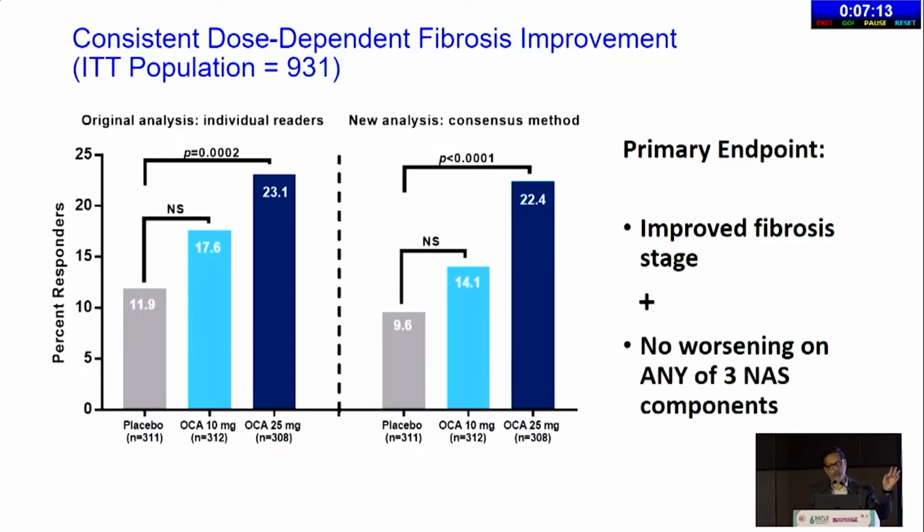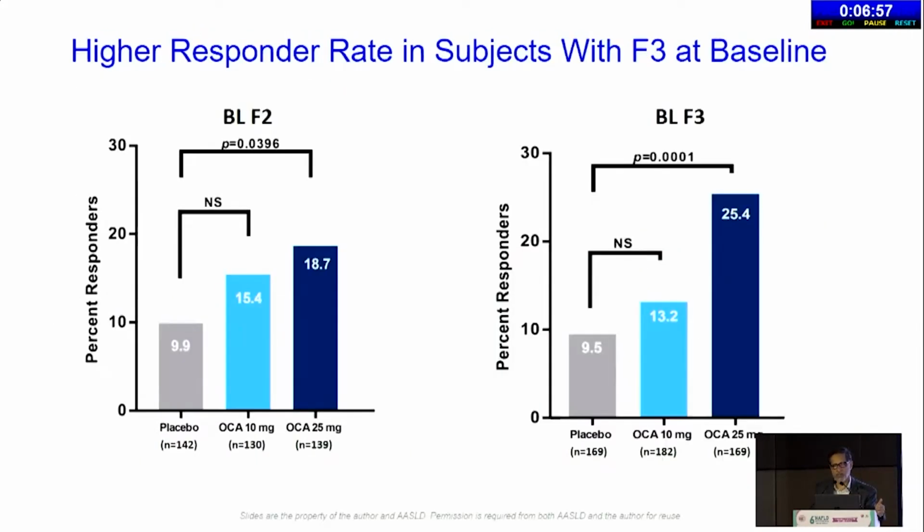So the data for the original analysis shown on the left, new analysis shown on the right, and basically you land in pretty much the same place, that there is improvement in fibrosis without worsening of any of the NAS components, which is steatosis, lobular inflammation, and ballooning. And those with F3 seem to have a little bit better response than those with F2. So remember, F3 is where, in the natural history, you already have a big jump in liver-related outcomes. Yet the disease can still be turned around.